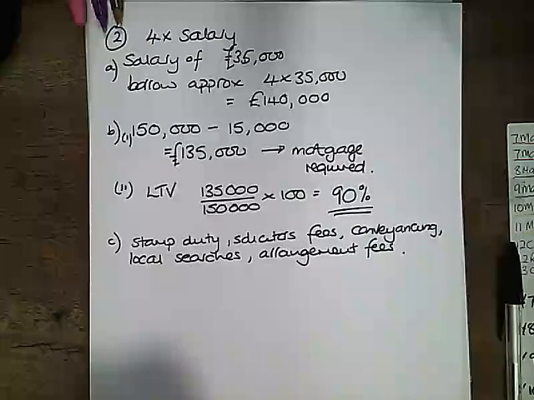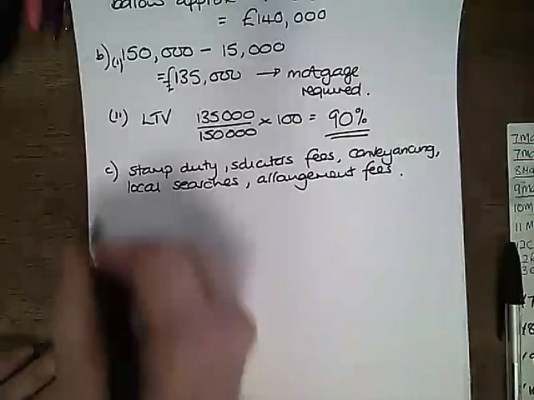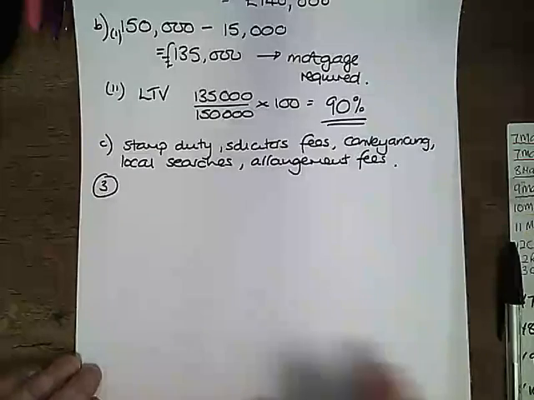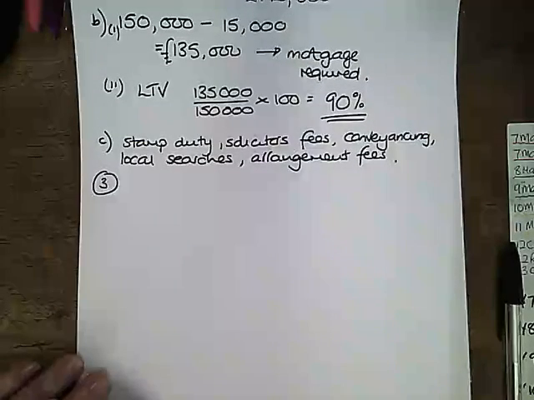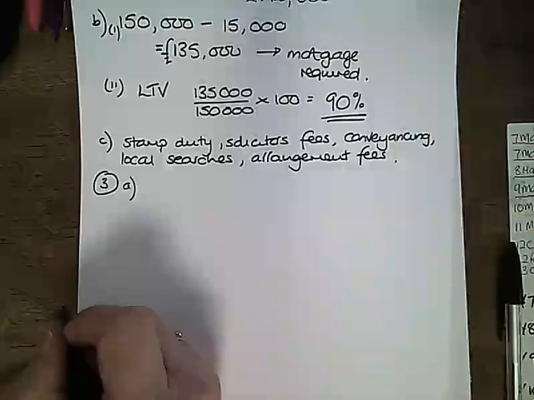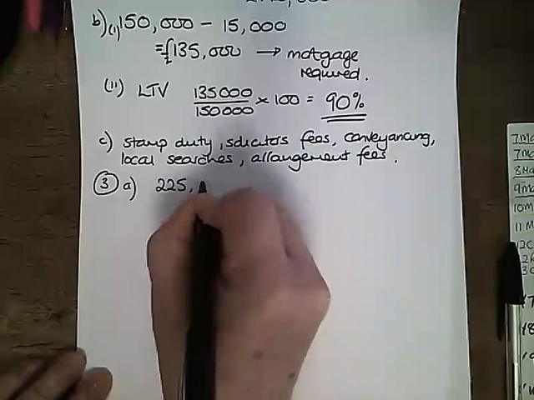And finally, question 3. We've got a table which talks about the amortization of the mortgage. So that's telling you how the payments are, how much is paid off each time, what goes towards the interest and all the rest of it. So on question A, it says how much was the mortgage for? So that's the loan at the start of year 1. That's £225,000.